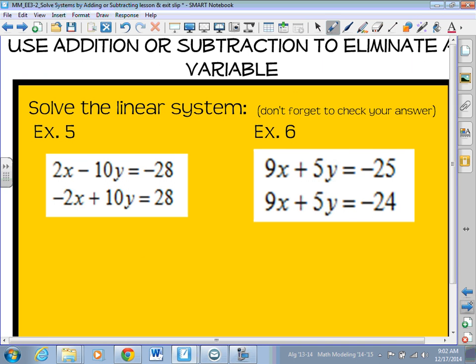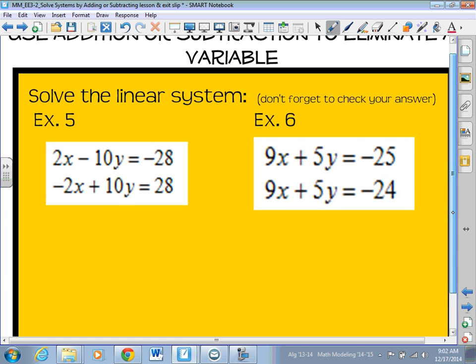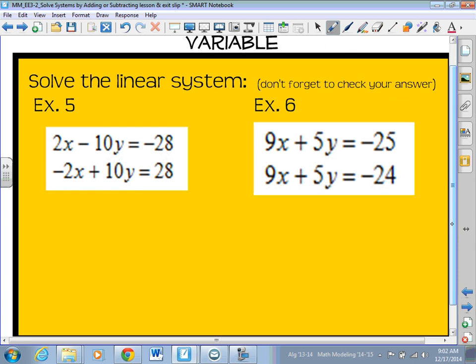So now, okay, we're almost done. These are our last ones. These are examples of our special cases. So first, take a look. I've got a positive 2x and a negative 2x in example 5, and a negative 10y and a positive 10y. So if you notice, both of them are opposites of one another, right?